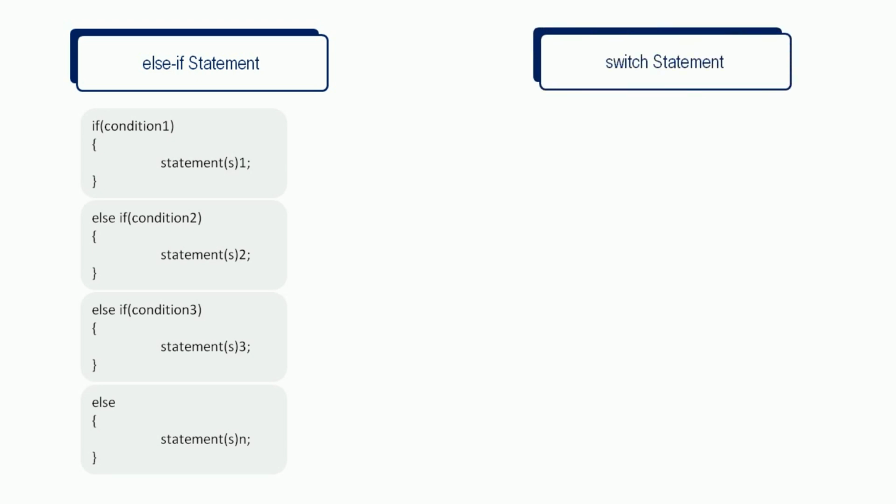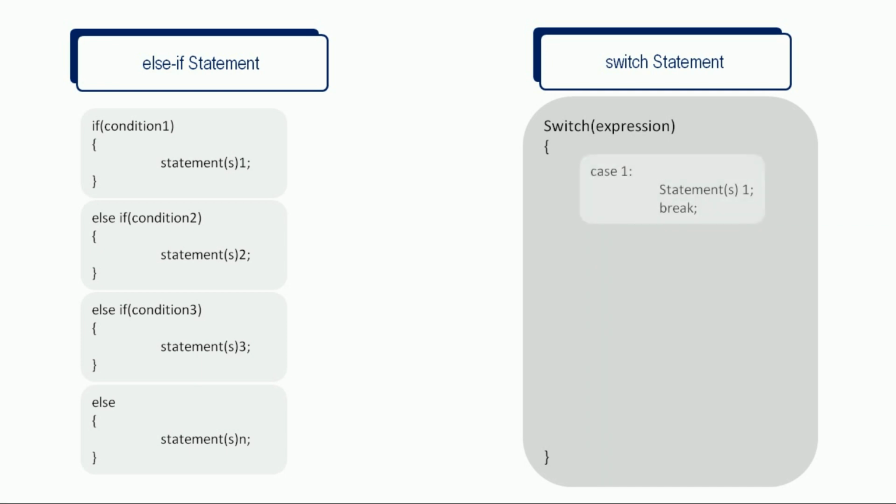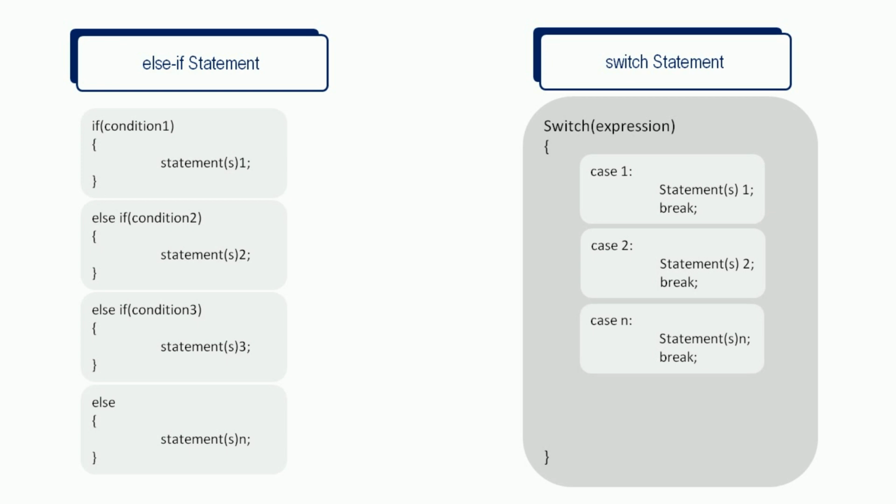Now see the syntax of switch statement. Switch expression, and then the value of expression will be tested with a number of cases. Case 1, statement 1, then break. If the expression value matches with case 1, then break will terminate the execution right here. Similarly, case 2, statement 2, and then break, and so on. When no cases are matched with the expression value, then a default statement executes.